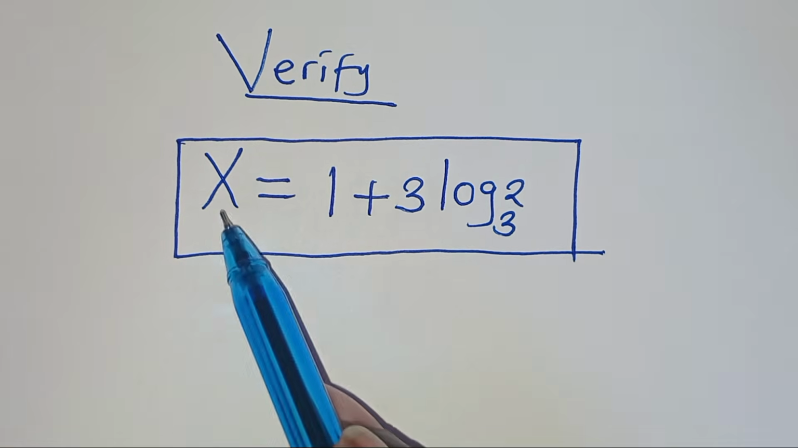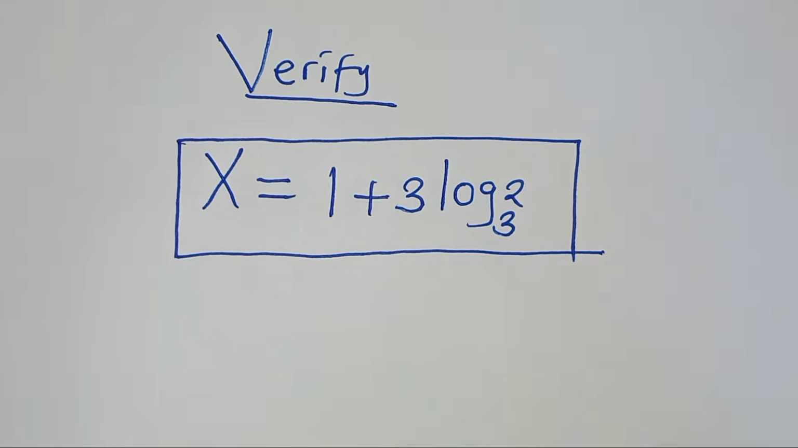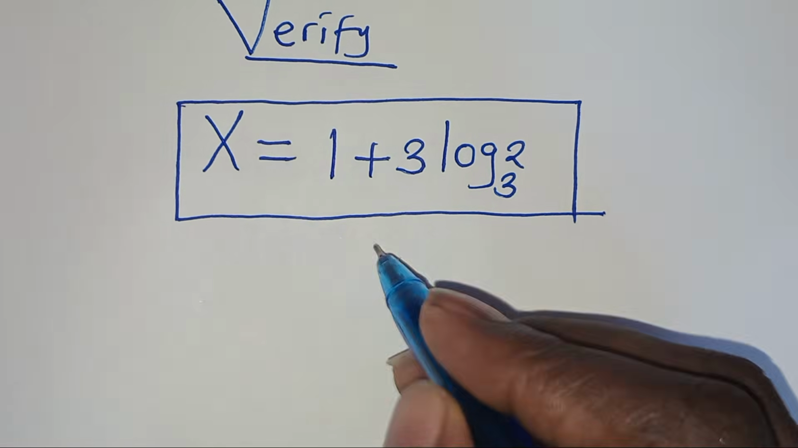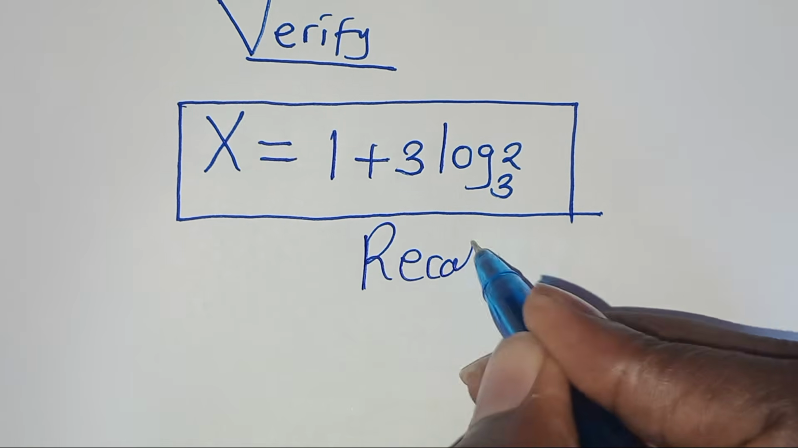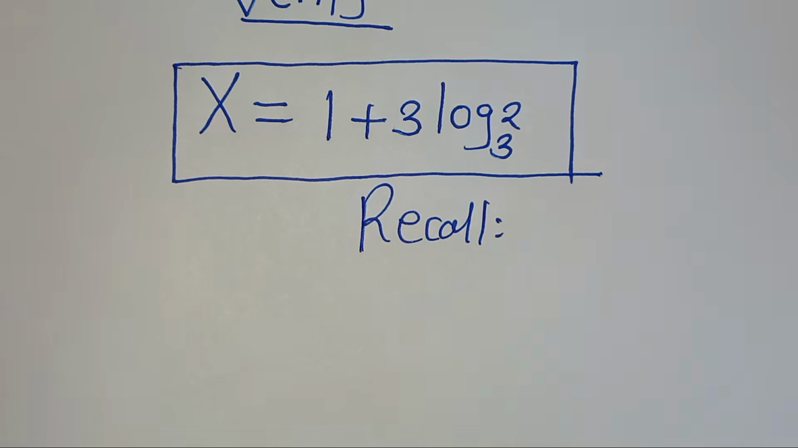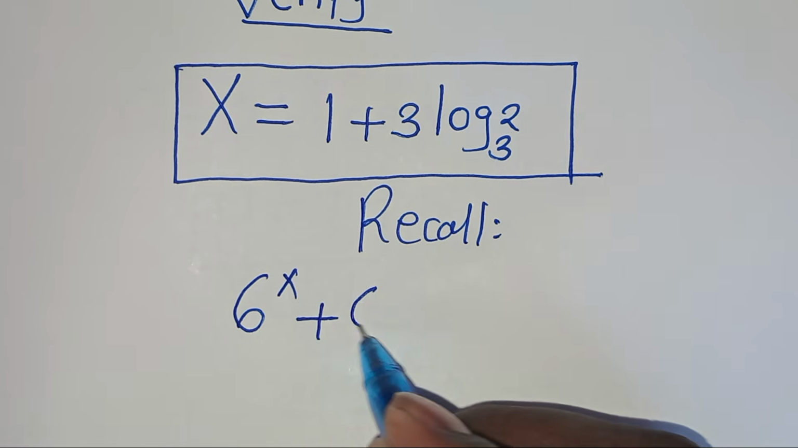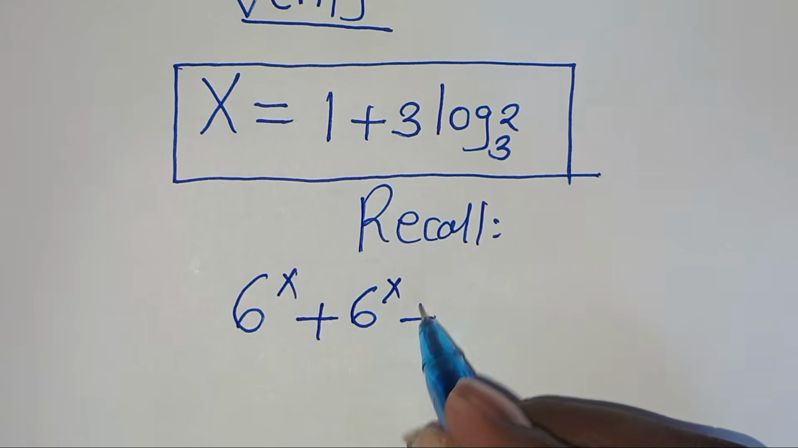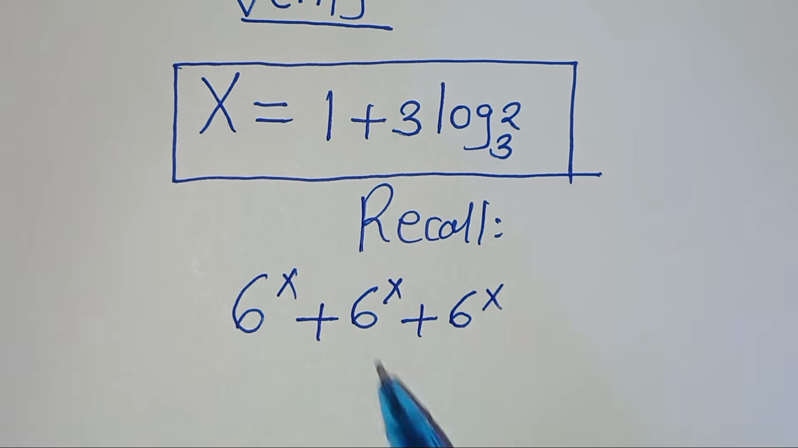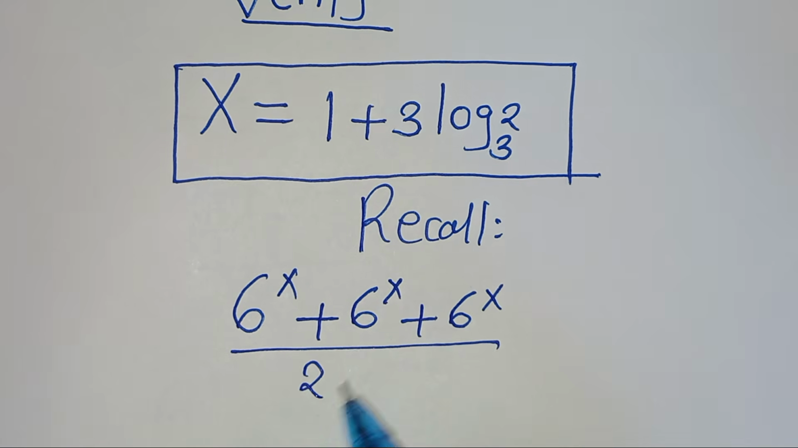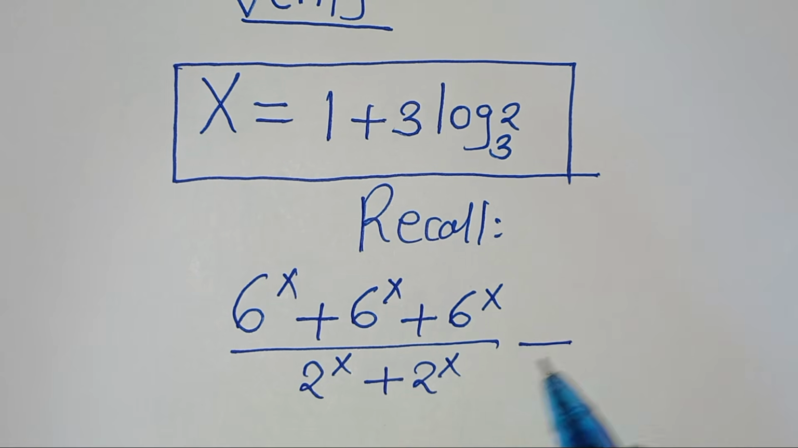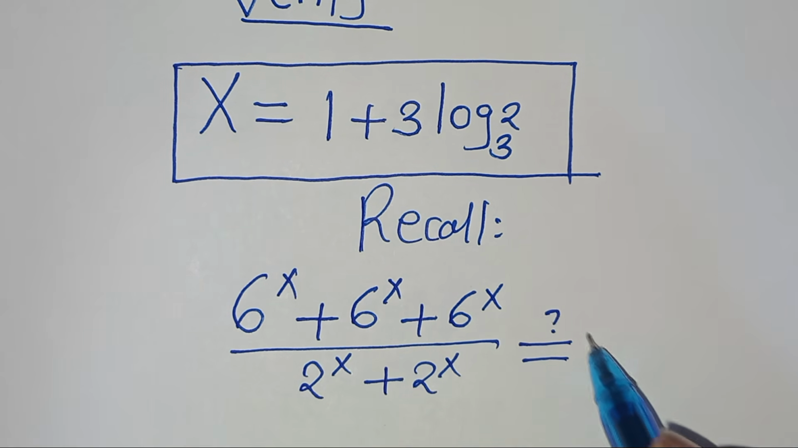Now let's verify that this value of x satisfies the equation. If you recall, we have that 6 to the power of x plus 6 to the power of x plus 6 to the power of x, divided by 2 to the power of x plus 2 to the power of x. This is supposed to give us a value of 36.